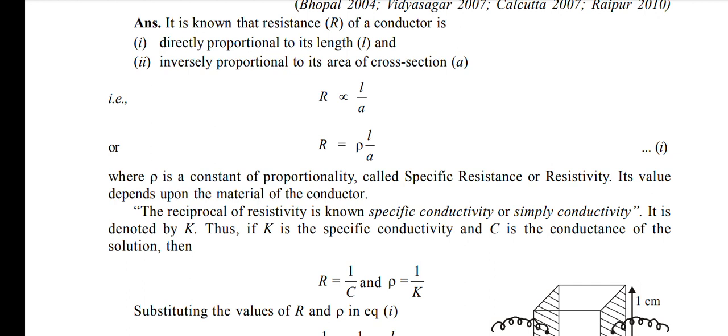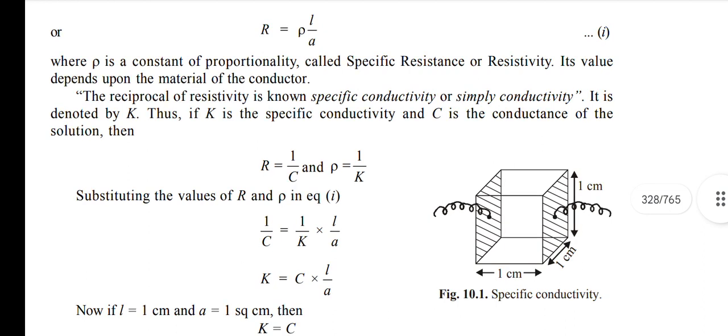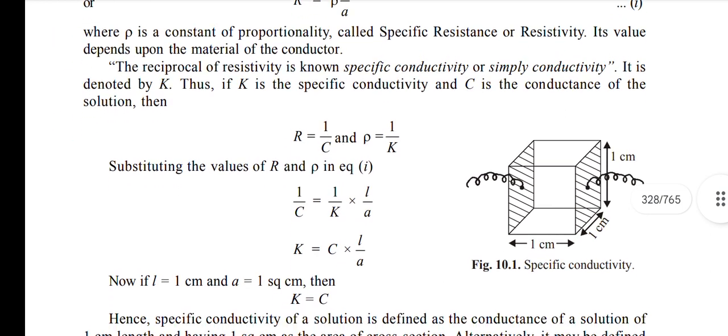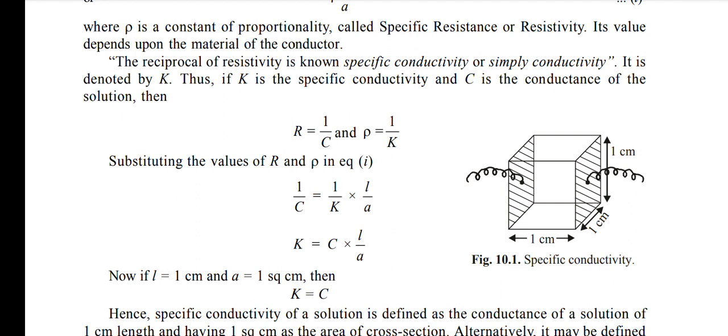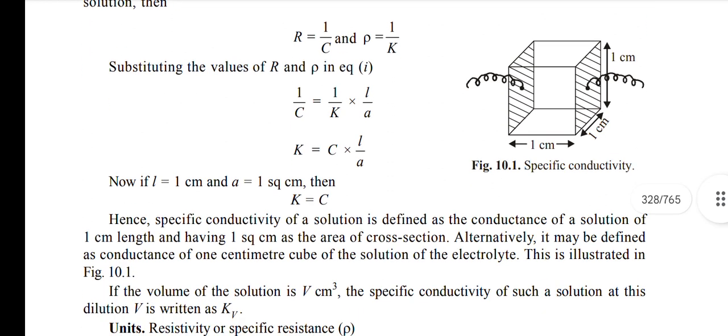The reciprocal of resistivity is called specific conductance, or simply conductivity. It is denoted by K. Thus, if K is the specific conductivity and C is the conductance of the solution, then R is equal to 1 by C and rho is equal to 1 by K. Substituting the values of R and rho in equation 1, 1 by C is equal to 1 by K into L by A. K is equal to C into L by A.